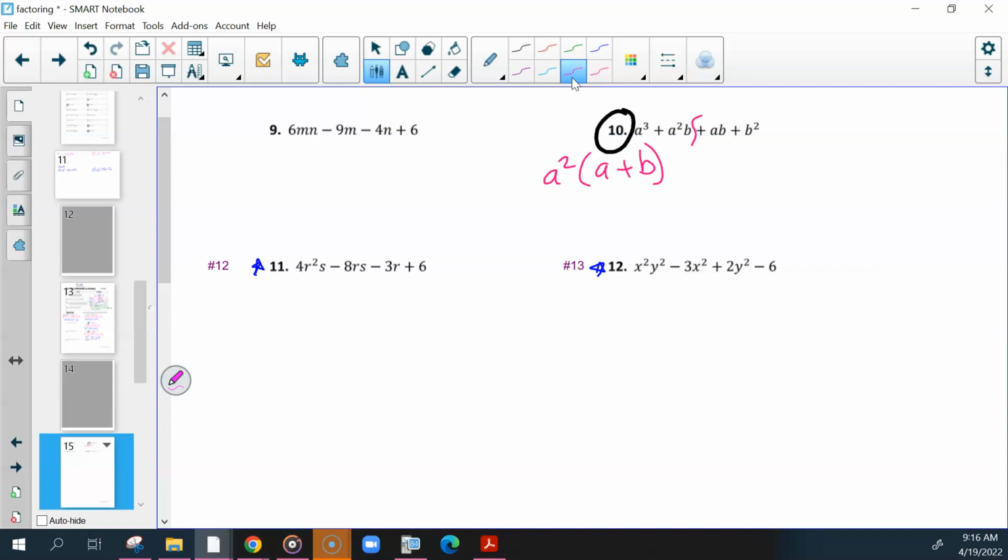On number 11, actually, you can please start. What was our GCF for the second two? B.